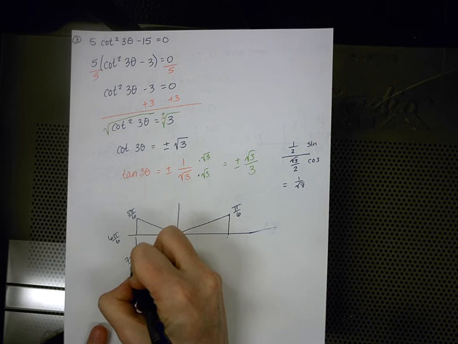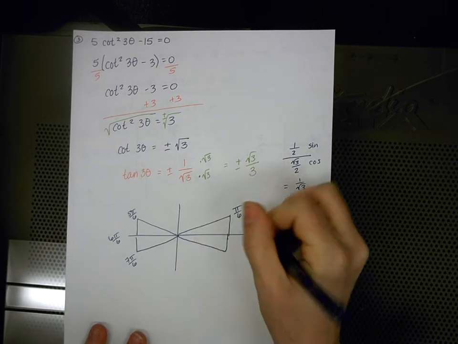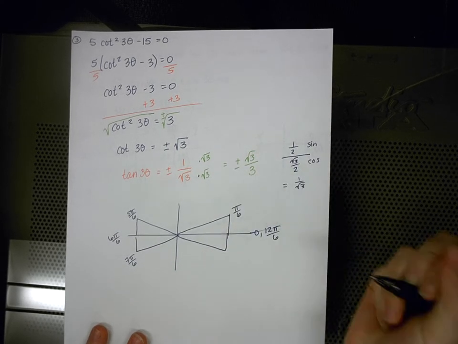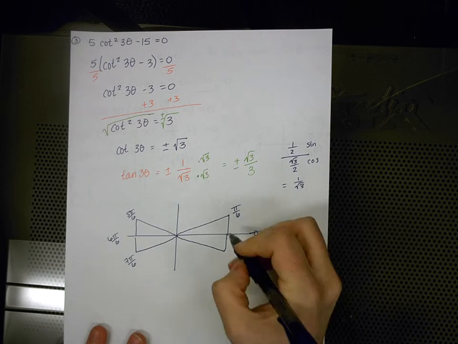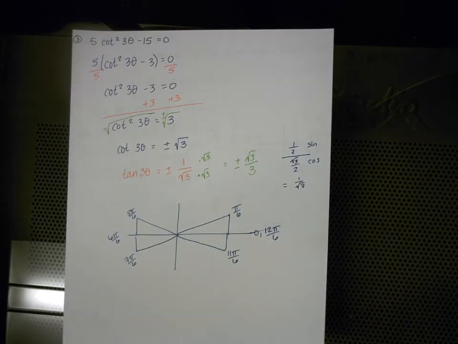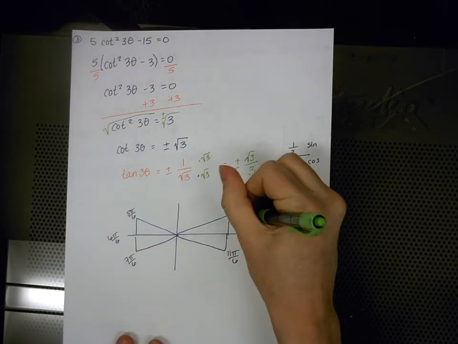What's pi over 6 less than 2 pi? Well, let's write that as 12 pi over 6. So pi over 6 less than that would be 11 pi over 6. That is once around the circle. Then we're going to go around the circle again. So adding pi over 6 to 12 pi over 6, we get 13 pi over 6.